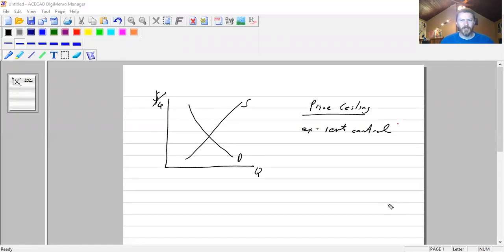I can't come up with too many examples because this isn't all that common, but one really common example, nonetheless, is rent controls. When the government says, okay, for these apartments over here, it is illegal to charge above this amount.